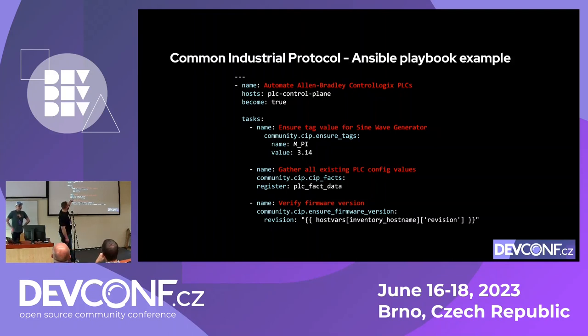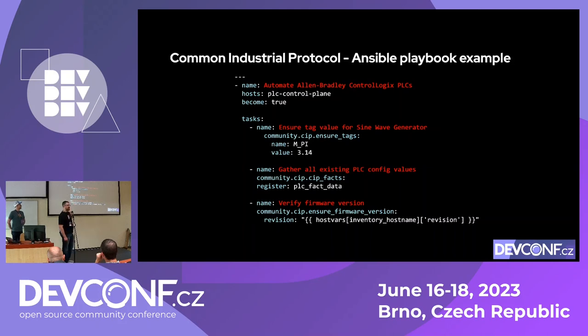We're going to call the namespaced module of ensure tags, and this is going to be the thing that takes care of the task operation. So we have a name of the tag and a value. And again, that is an idempotent operation. It will only make change when required.